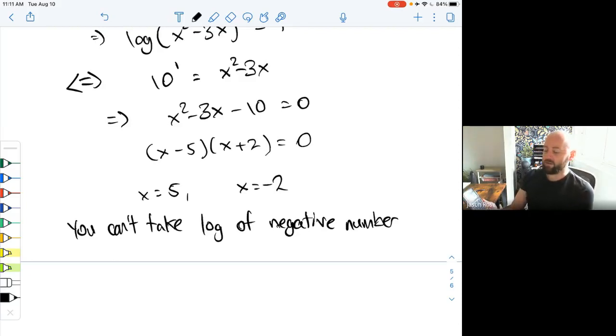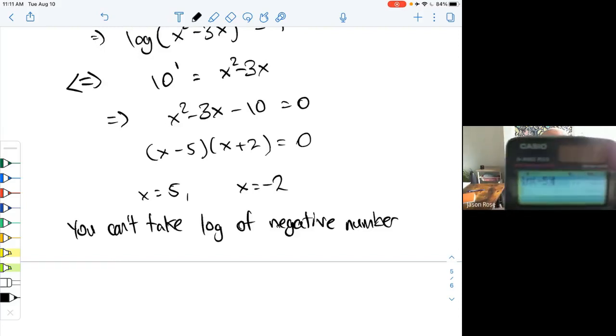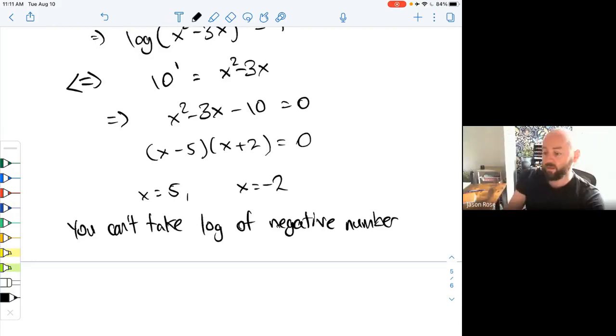So, for example, if I try to do the natural log of minus 5 in my calculator, I hope this clears it up a little bit. It's going to give me an error, right? I can't do it. So the argument of a log cannot be negative. I can't do log of minus 5, for example.